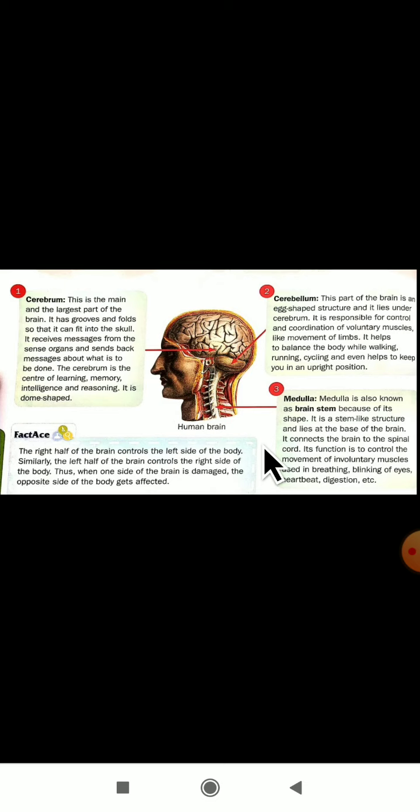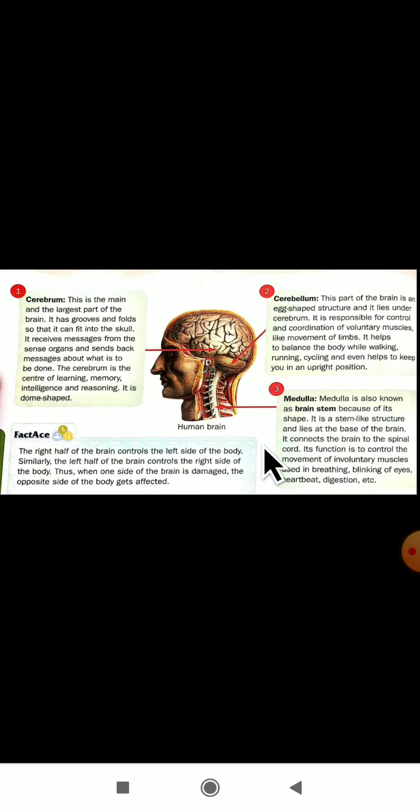See, dear students, one example I will give you. If you touch any hot substance, if you touch any hot material, the message suddenly passes to the cerebrum. Yes, it is hot. So the answer it gives is: don't touch that. Suddenly you will remove the hand. The message given back is: remove your hand.